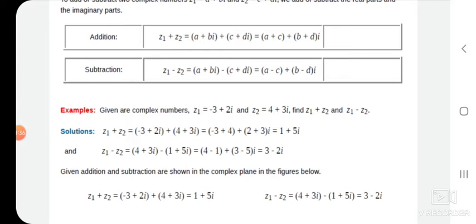Similarly, z2 minus z1 is equal to 4 plus 3i minus minus 3 plus 2i, which is equal to 4 minus minus 3 plus 3 minus 2 into i, that is 7 plus i.